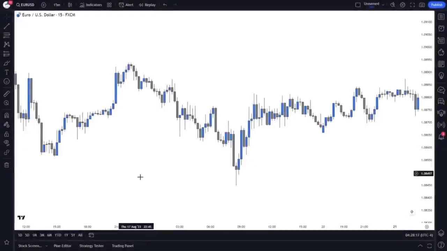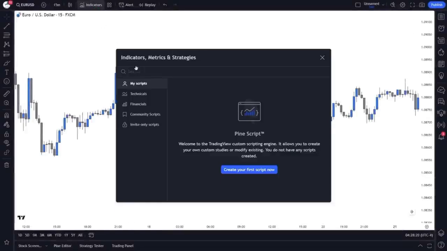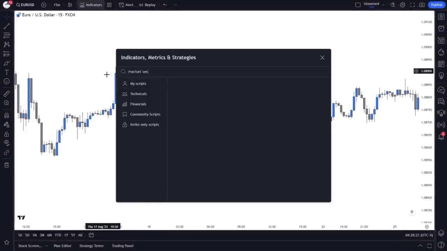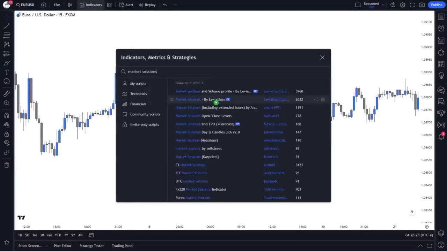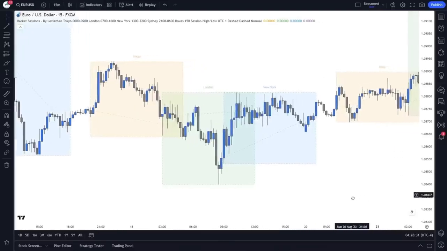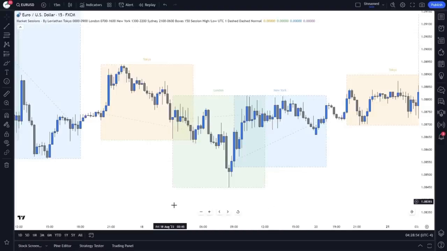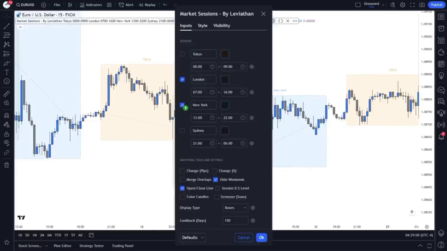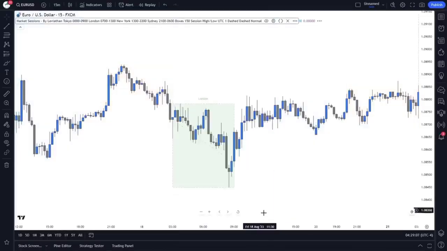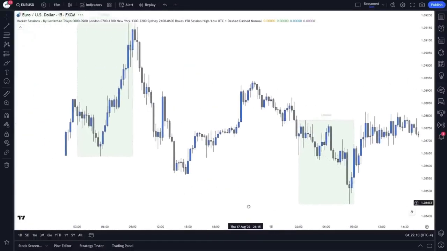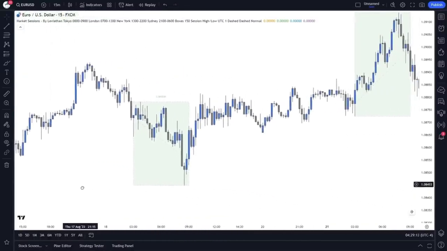Open the chart on TradingView and simply select the Indicators tab. Here, write Market Sessions and click on the indicator provided by Leviathan. This indicator shows all of the sessions, so we need to make some adjustments. So, in the Settings tab, first uncheck Tokyo and New York, and then change the close of the London session to 1300. Then, we are going to have our London kill zone marked on the chart.